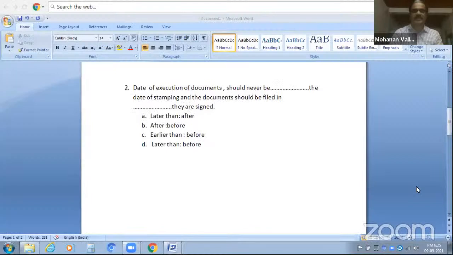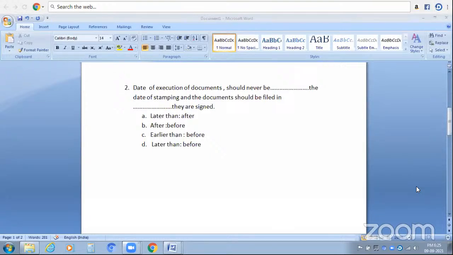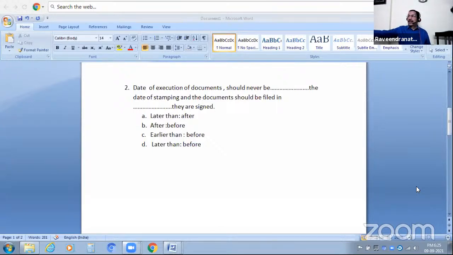One question relating to documentation. One of the participants can answer. The date of execution of documents should never be earlier than, or later than, the date of stamping, and the document should be filled in before they are signed. Earlier than, sir. Should never be.